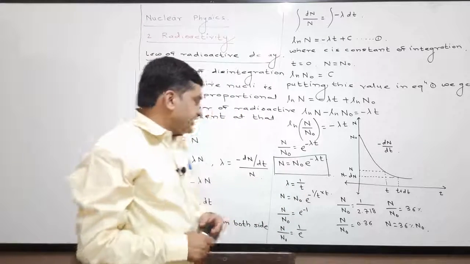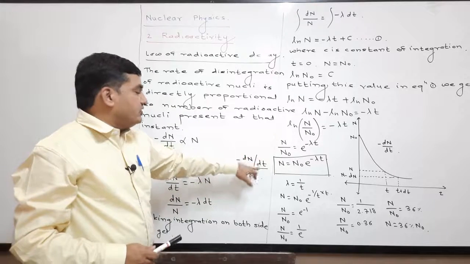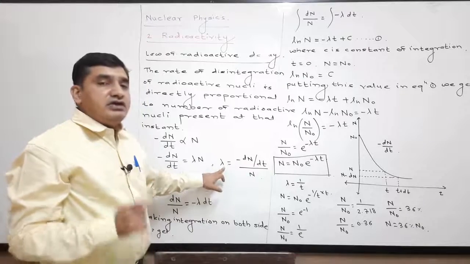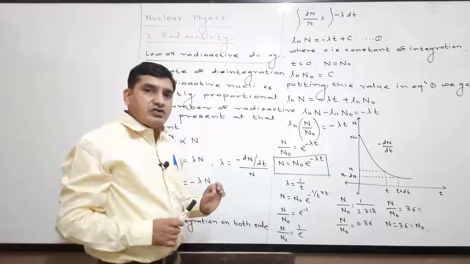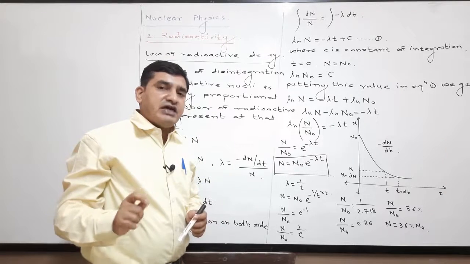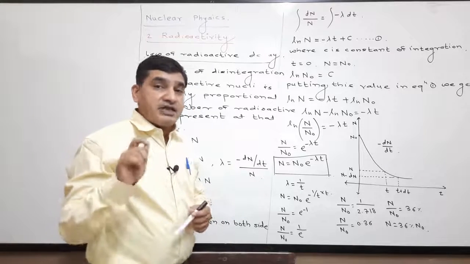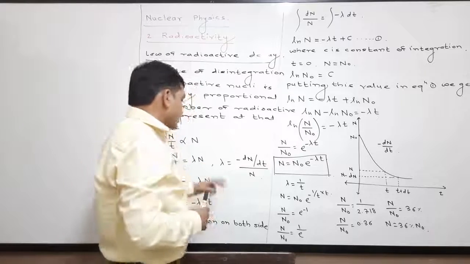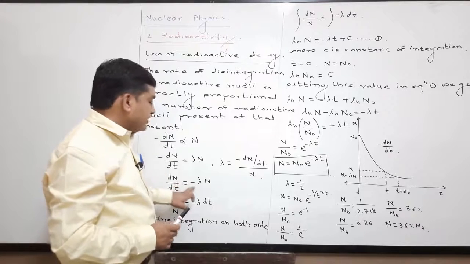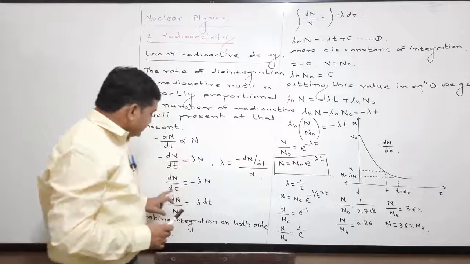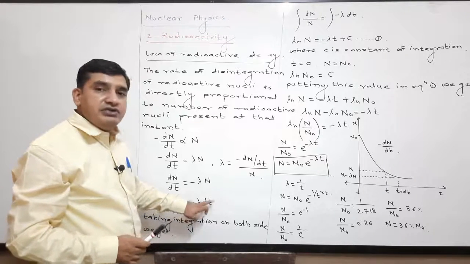Here lambda is equal to minus dN upon dt divided by N, and therefore the decay constant or disintegration constant is defined as the ratio of the number of radioactive nuclei disintegrating per unit time to the number of radioactive nuclei present at that instant. So this is the decay constant, and therefore dN upon dt is equal to minus lambda into N. This equation can also be written as dN upon N is equal to minus lambda into dt.